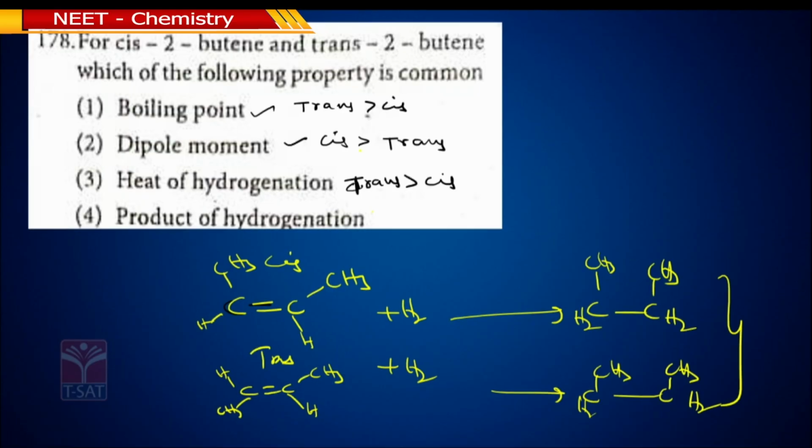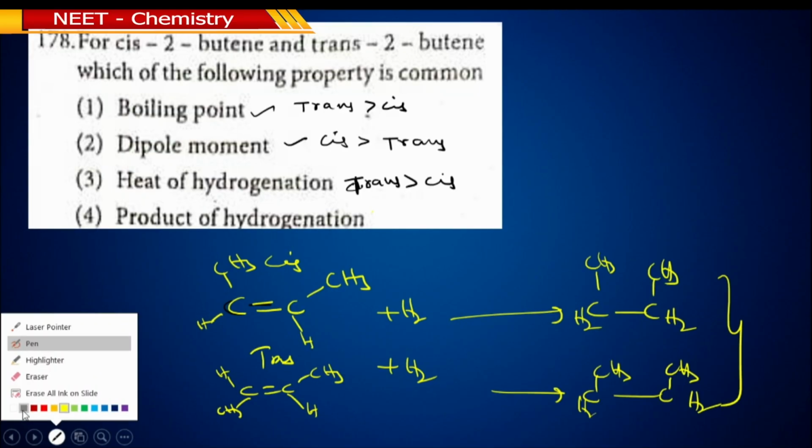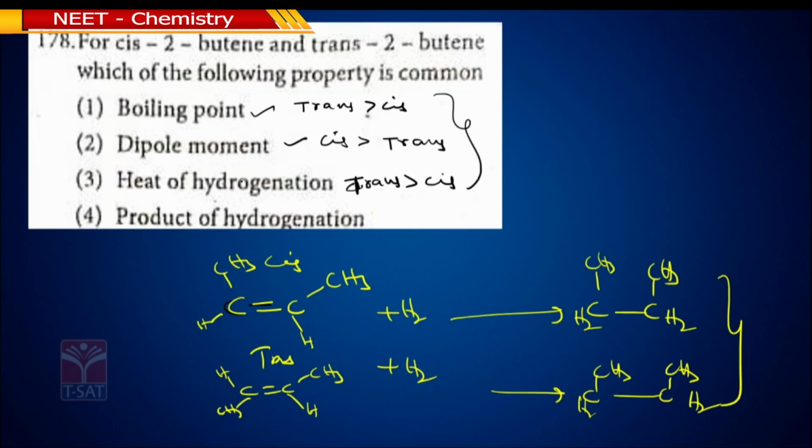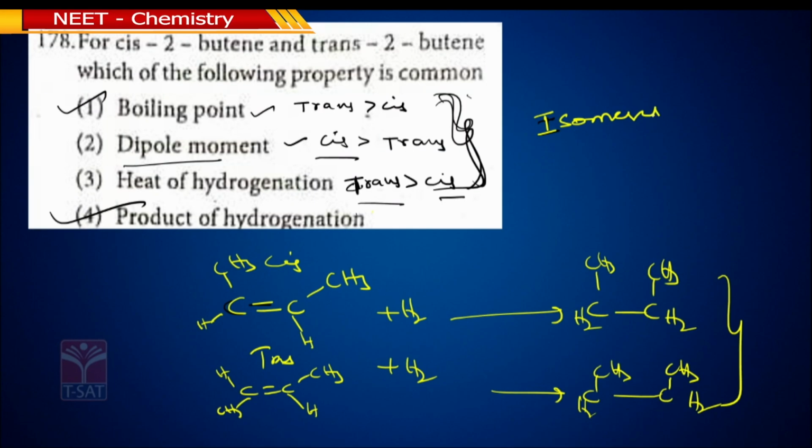But all other remaining properties are different. You just have to remember this. These are very important. Boiling point is more for trans than cis because it is more stable. Dipole moment is more for cis than trans. Heat of hydrogenation is more for cis than trans. You will get questions on this. This is also important. But your correct answer is the fourth option. He is asking for the same: product of hydrogenation is the same for both cis and trans. Okay. So, this is again an isomerism question.